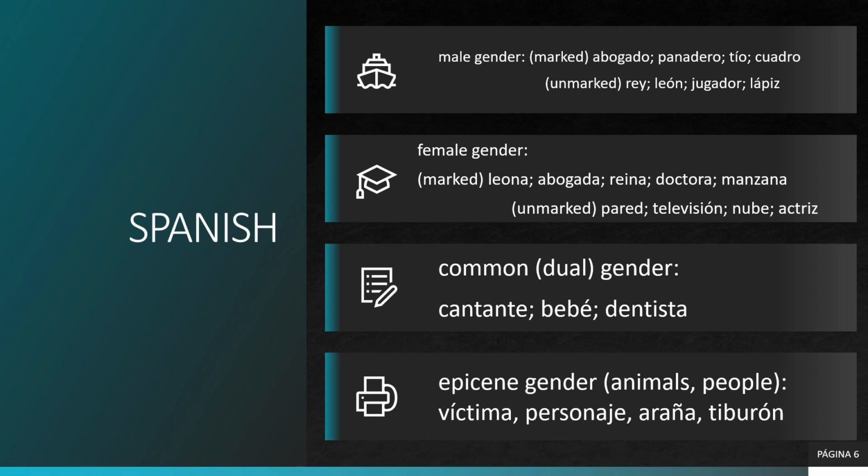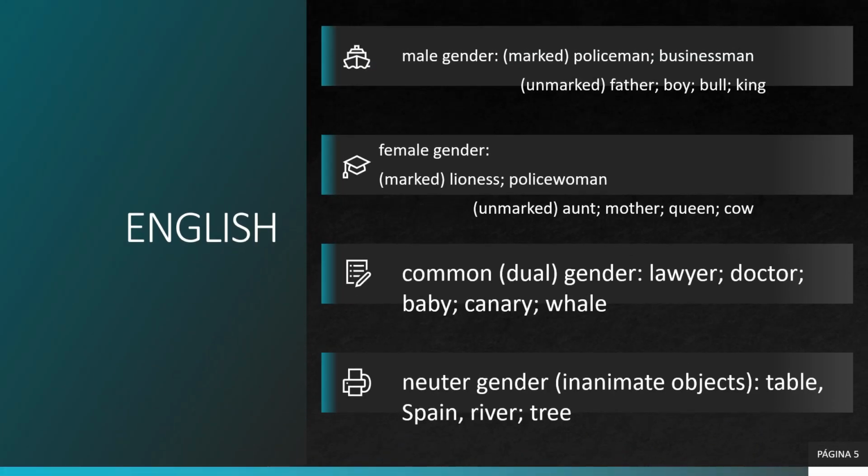But what about epicene gender in English, when in English we do not have epicene gender? What happens with the gender of victim, of spider, of shark? In English, these kinds of nouns always have common gender. That is victim, spider, shark, character.